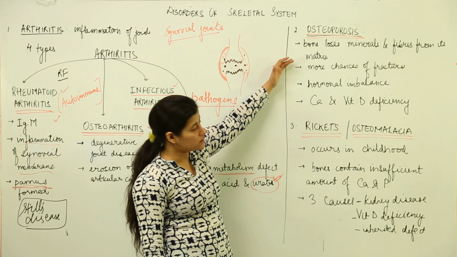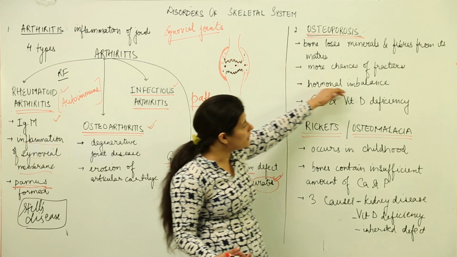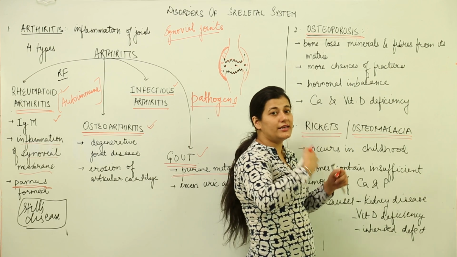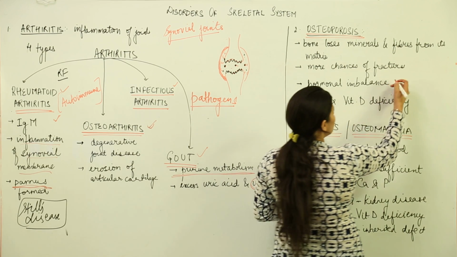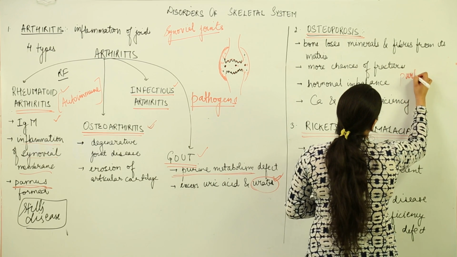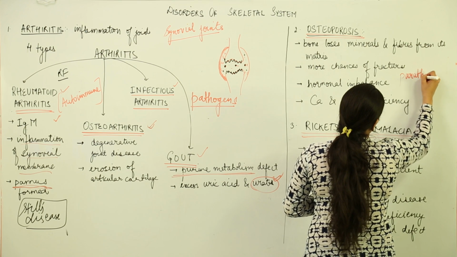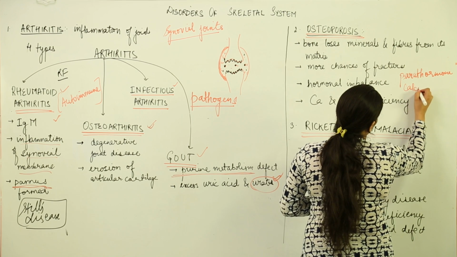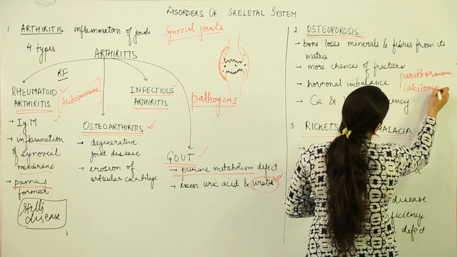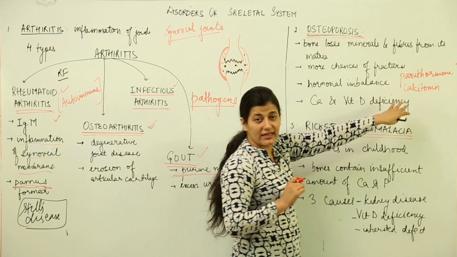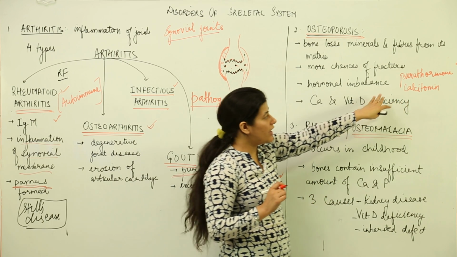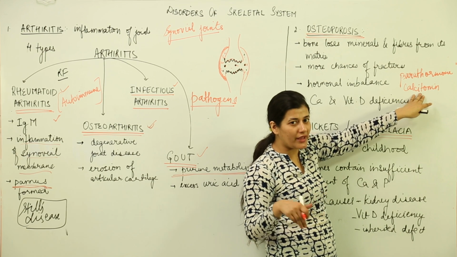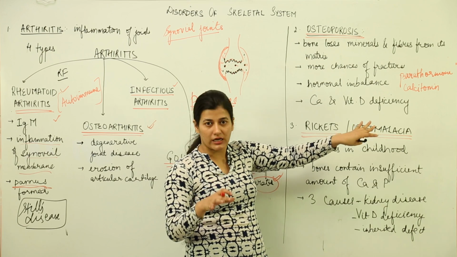The cause of this bone thinning is a hormonal imbalance that might occur. The hormones responsible for regulating calcium and phosphorus levels in our body are parathormone and calcitonin. Parathormone and calcitonin are secreted by the parathyroid and thyroid respectively, and they play an important role in regulating the level of calcium in our body fluids.